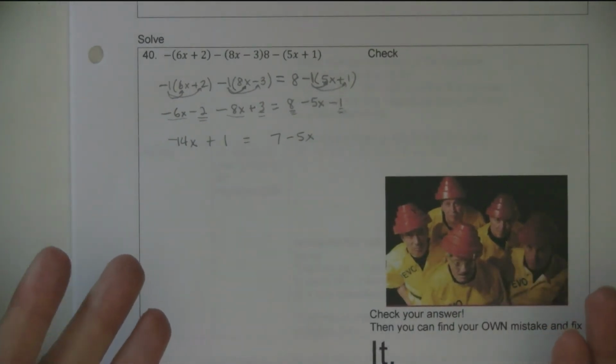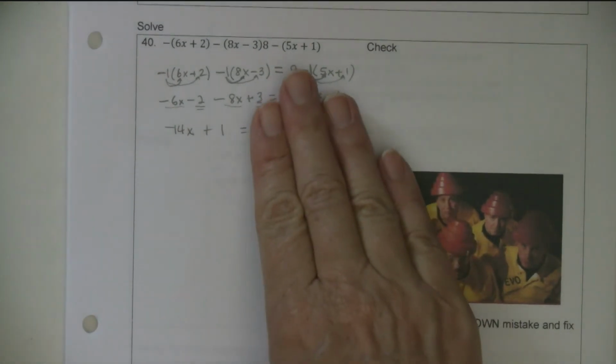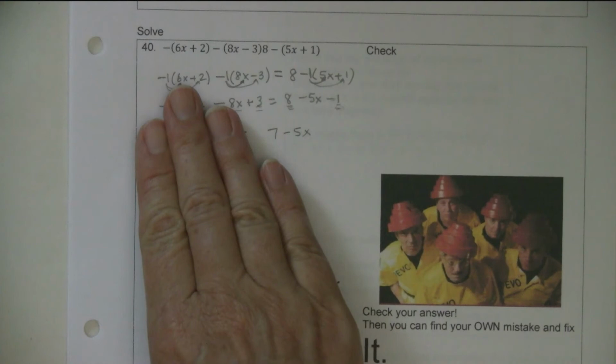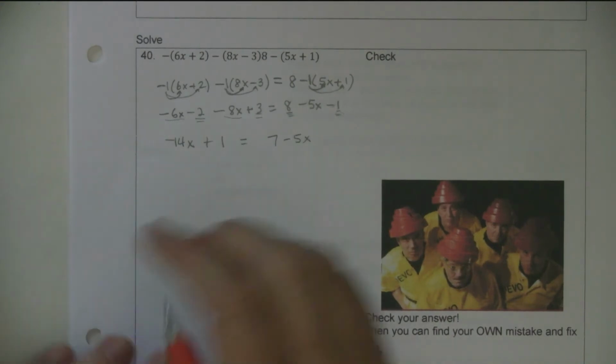And now I want to get the variable on one side and the numbers on the other. So I did the distributive property. I combined like terms. And now that's as simple as that gets. And so before you start adding or subtracting to both sides, you want to make it as simple as it gets on both sides. That's less chances of making a mistake.